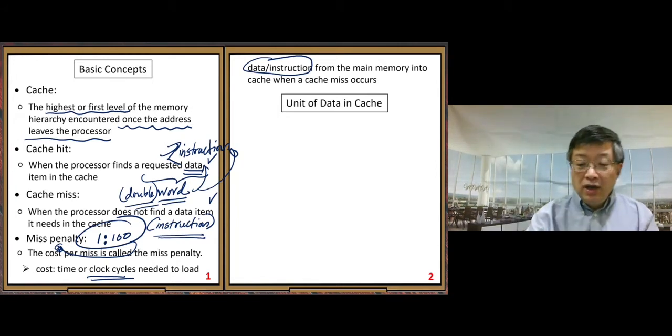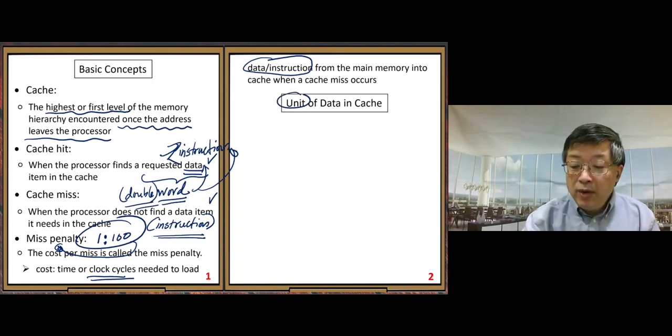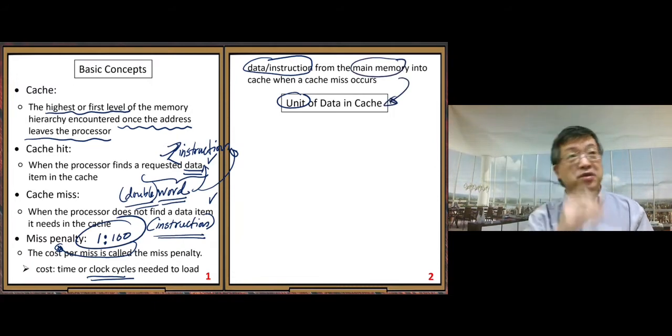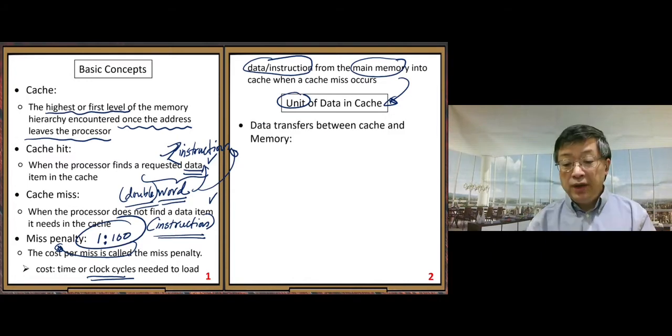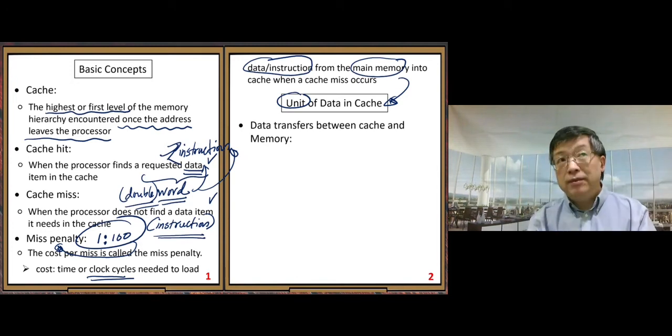Why unit? Because when you load the data from main memory into cache, what unit do you use? That's an interesting question. Data transfers between cache and memory should be in certain unit. So how big is that unit? It is an important question. We need to answer.